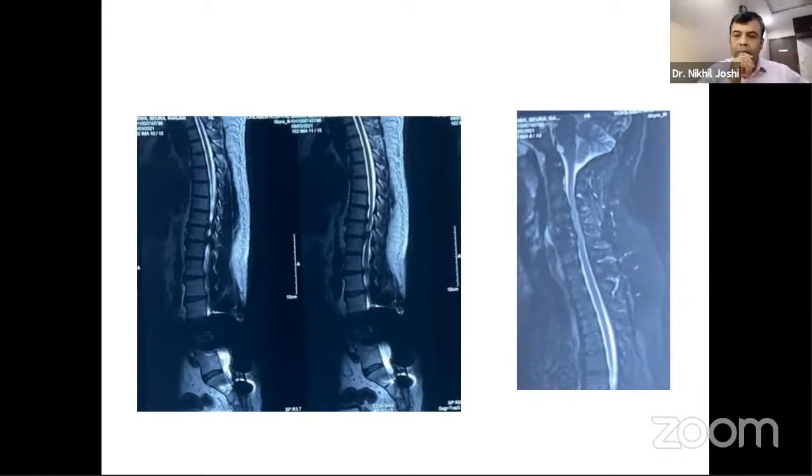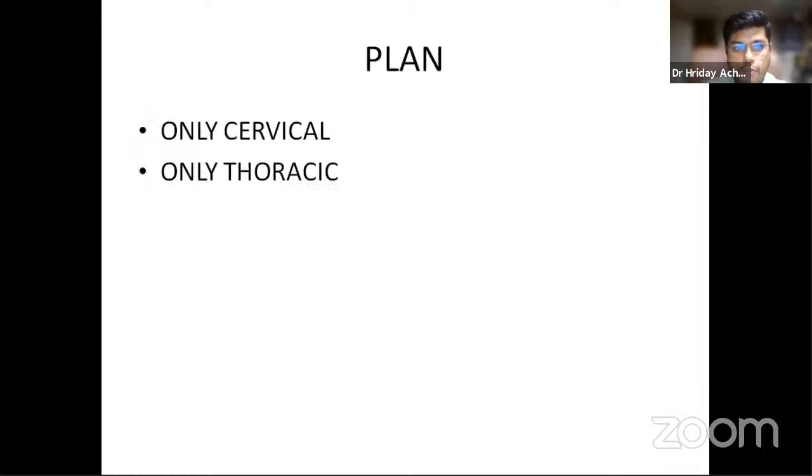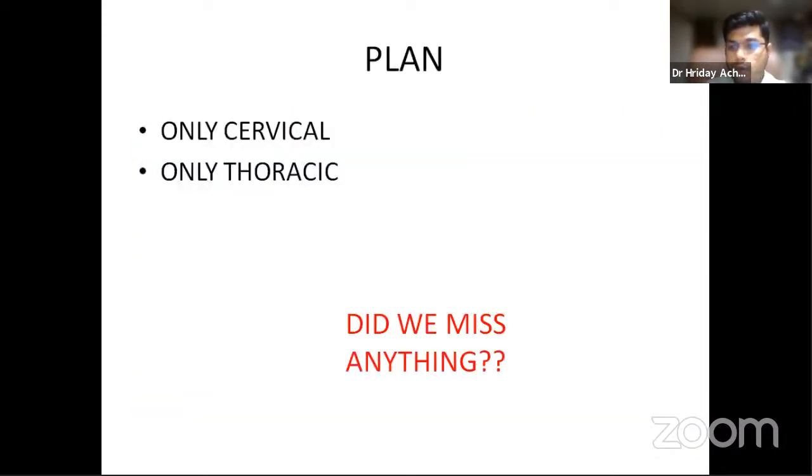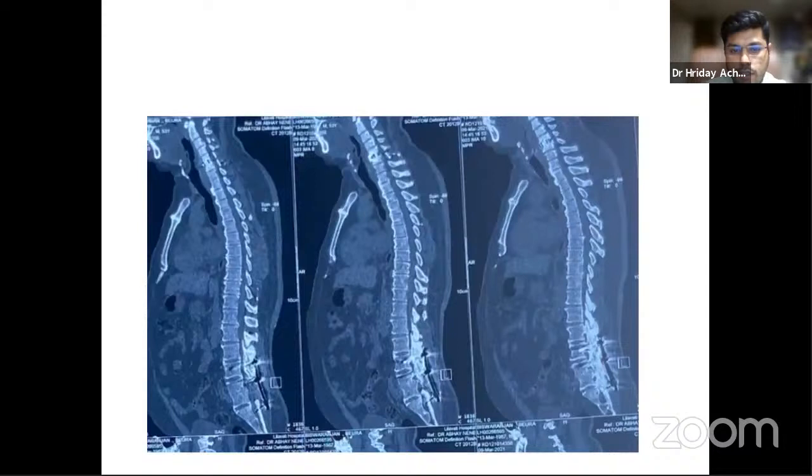Ayush, do you have a CT for this? Because in my book, CT is a must when I see this. I won't touch this patient without a CT scan of the cervical spine. Do you have the CT? Yes, sir, we do have the CT scan. That's what I discussed, that we cannot plan based on just the MRI images. We would miss something if we don't do a CT scan. So, sir, that is a CT scan.